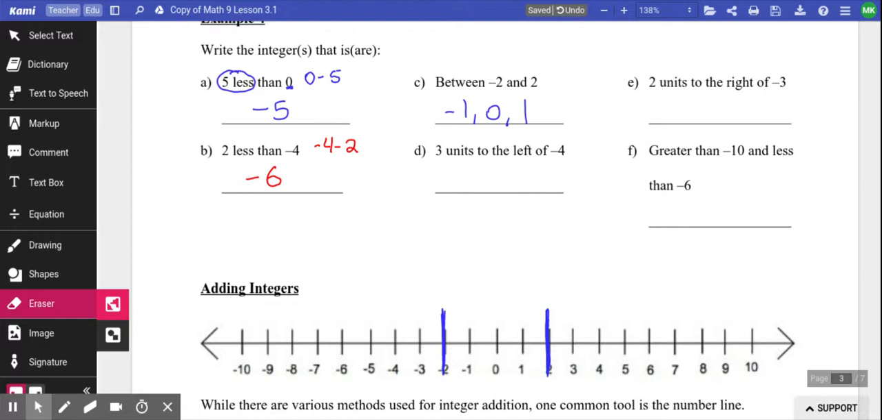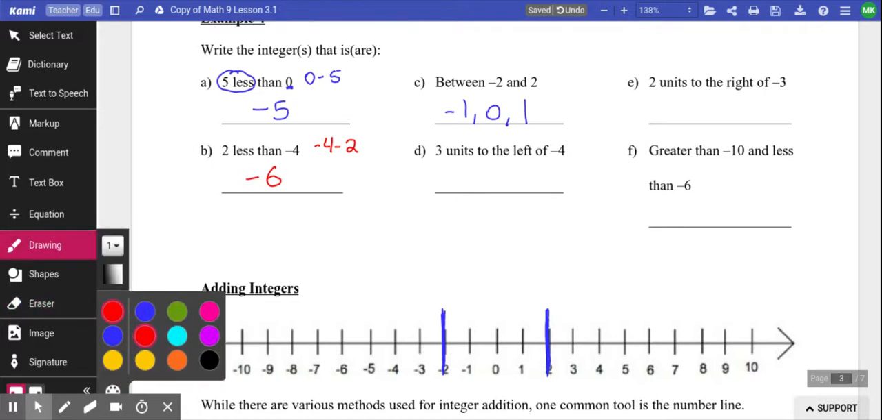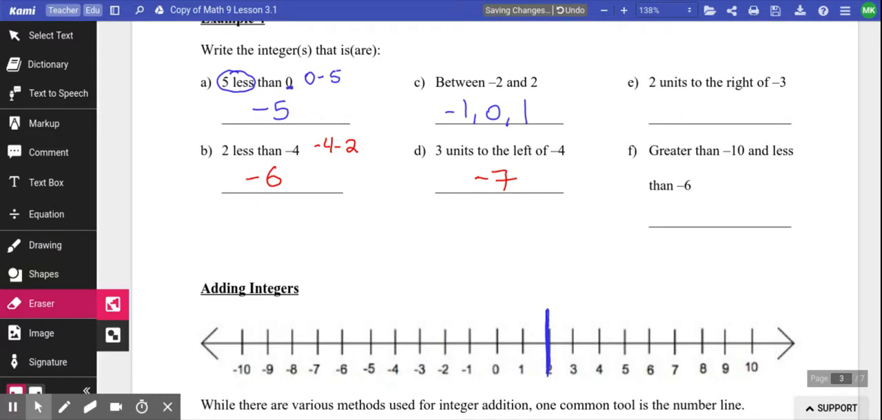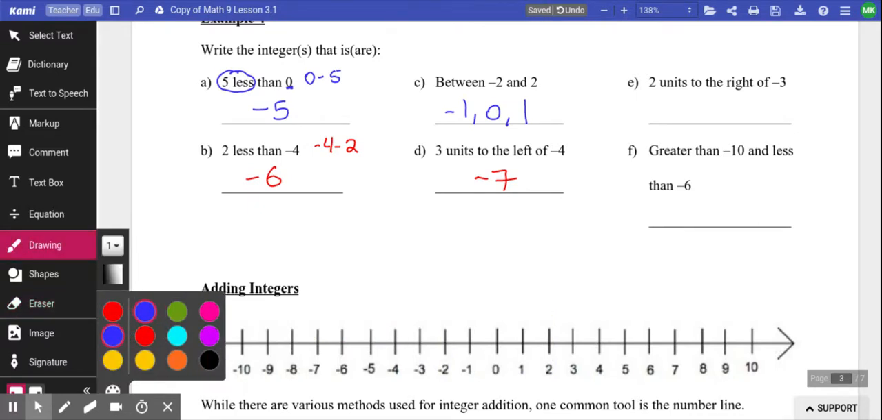D, 3 units to the left of -4. So if I'm at -4, 3 units to the left, 1, 2, 3, that'd be -7. 3 units to the left of -4. 2 units to the right of -3. So if we look at our question, -3 is right here. 2 units to the right would be -1.